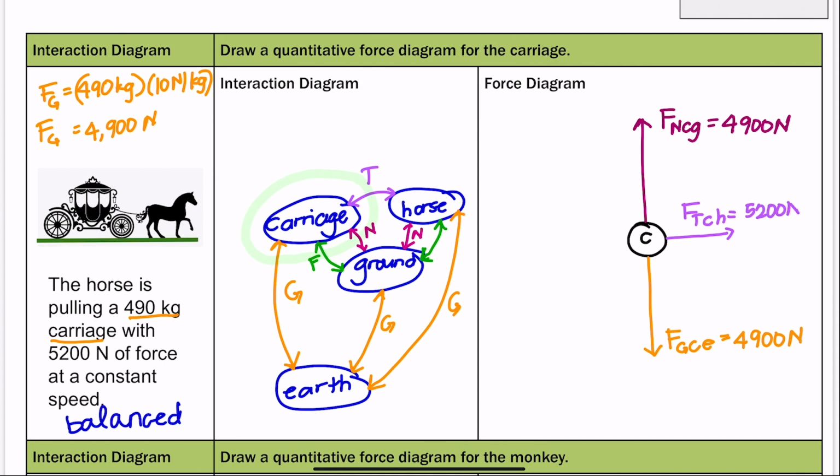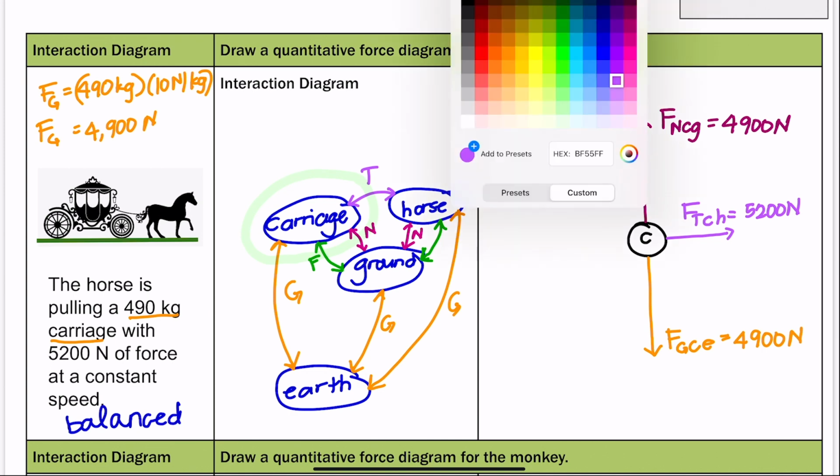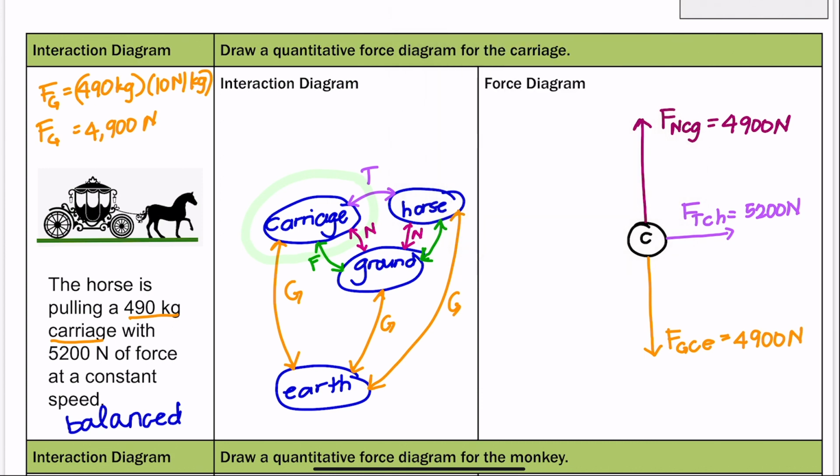5,200 newtons of force. And so then that means our friction is going to be the other direction. So we have the force of friction on the carriage from the ground happening at 5,200 newtons because the forces are balanced. Right? And so that is for that problem.